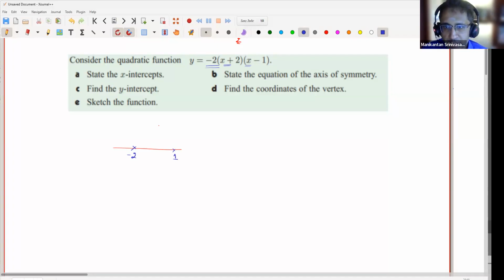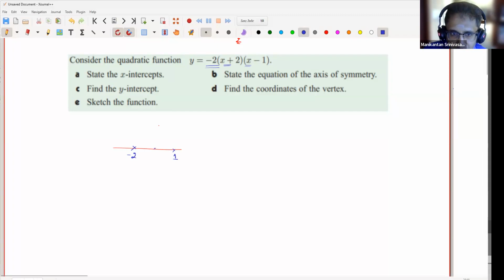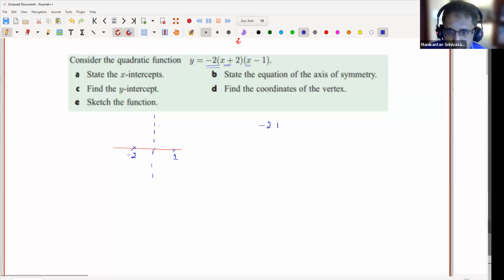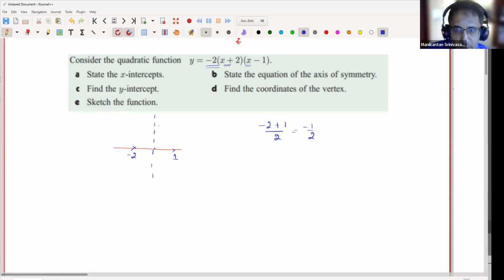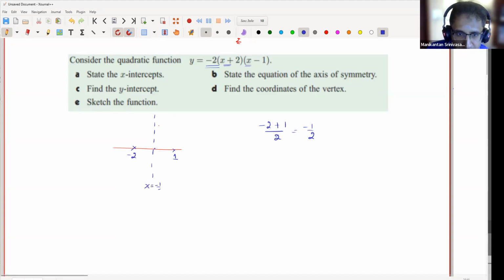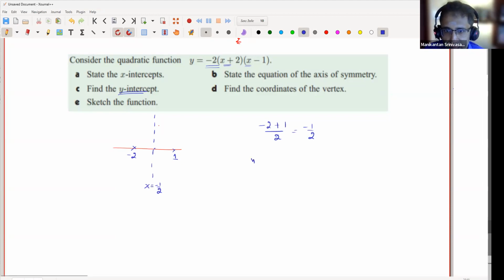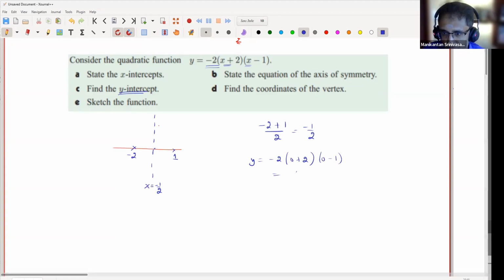What is the equation of the axis of symmetry? Axis of symmetry will be halfway between the two roots. Right? So halfway between the two roots, average of -2 and 1 is -half. So the equation of the axis of symmetry equal to x equal to -half. The vertical line is x equal to -half. Find the y-intercept. Y-intercept is where x is 0. So the y value will be -2 times 0 plus 2 times 0 minus 1, which is, I believe, 4.